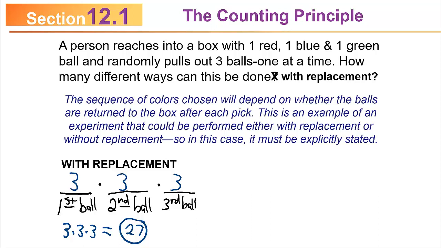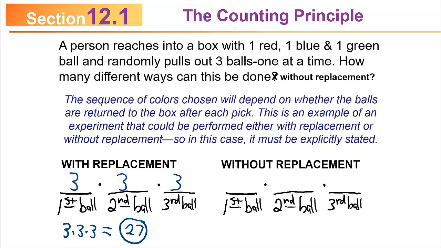It could be red, red, red, red, red, blue, red, green, blue. If you figure out every one of them, it turns out to be 27 different ways. What's different about it if I do it without replacement? If I do it without replacement, the first draw is the same. I start off with 3 balls in that box, so there are 3 possibilities.